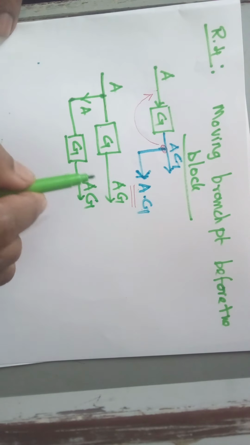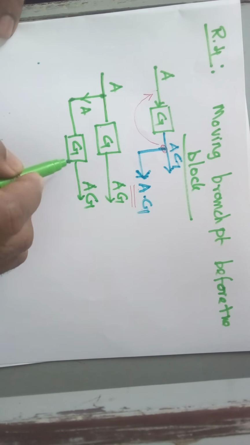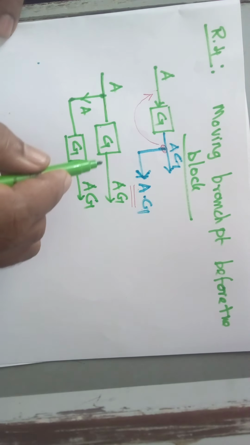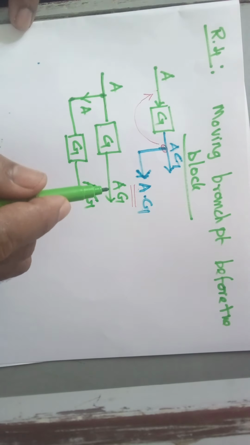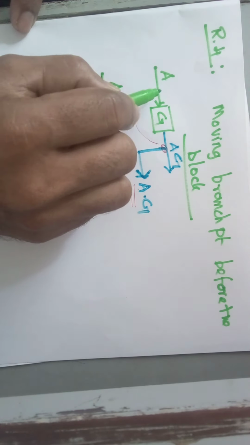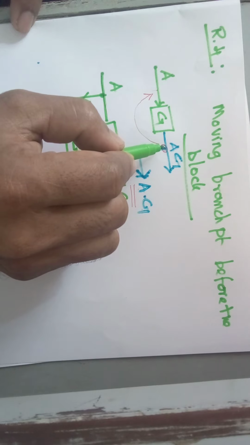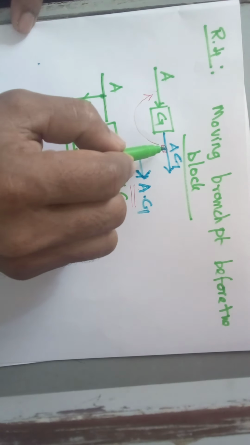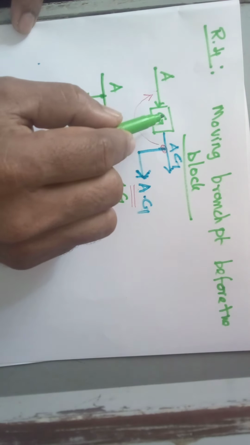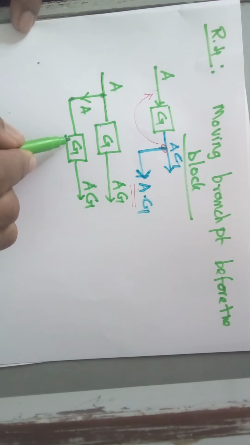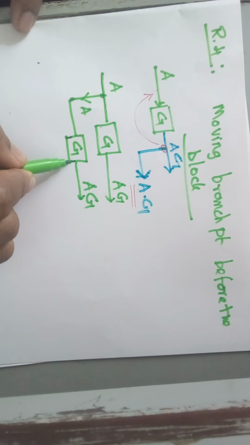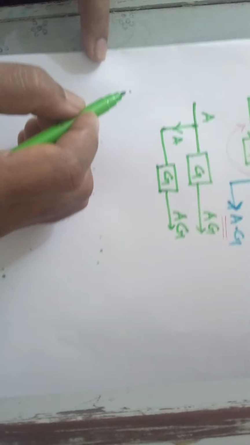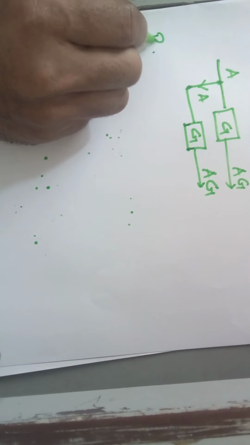Understood? To move the branch point before the block, you need to multiply by the same gain block. In the previous case, if you want to move the branch point in front of the block, you need to multiply it with the inverse of the gain. Here you need to multiply it with the same gain. Understood? Here you see the next rule is rule number 5.